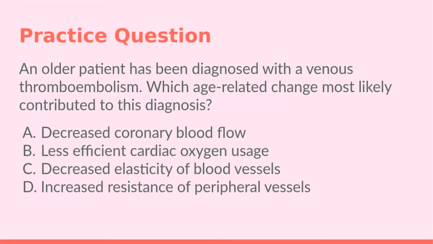I've included a practice question. It reads, an older patient has been diagnosed with a venous thromboembolism. Which age-related change most likely contributed to this diagnosis? Is it A, decreased coronary blood flow, B, less efficient cardiac oxygen usage, C, decreased elasticity of blood vessels, or D, increased resistance of peripheral vessels?